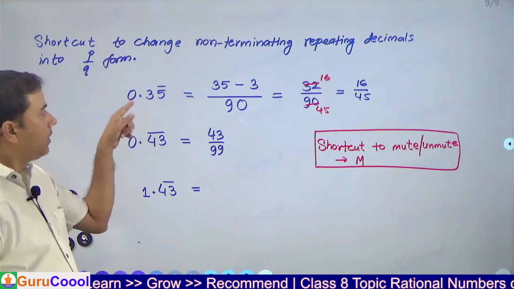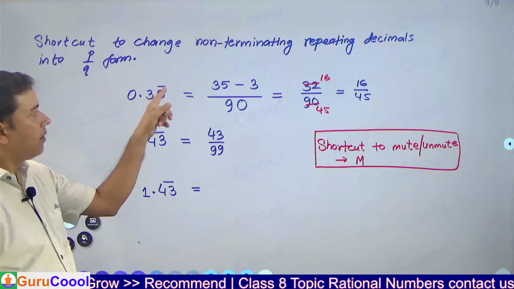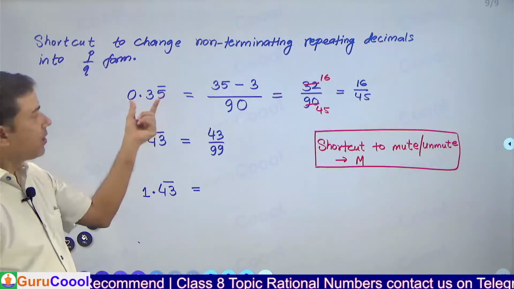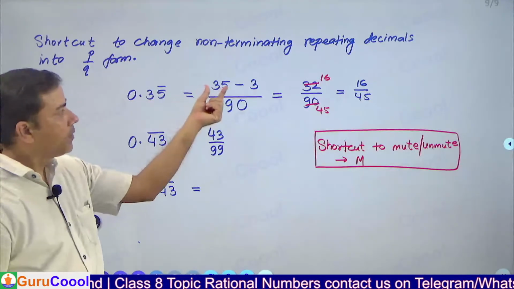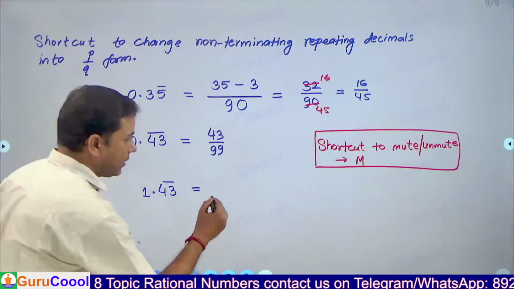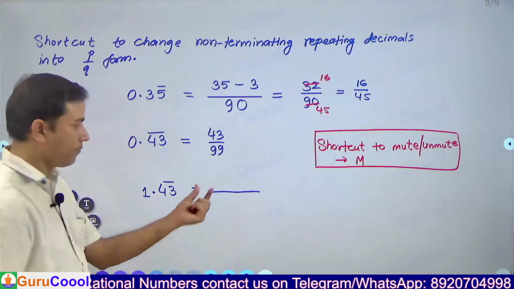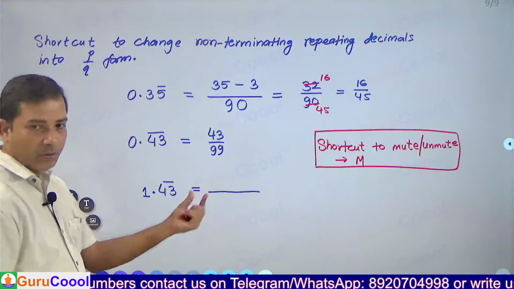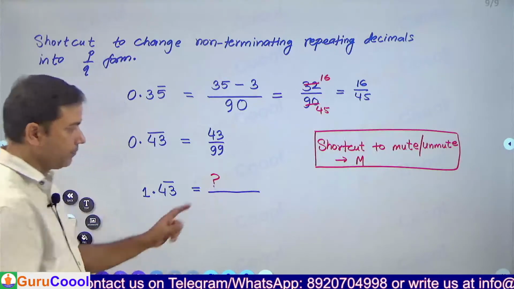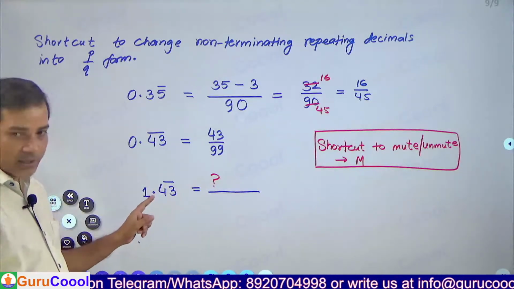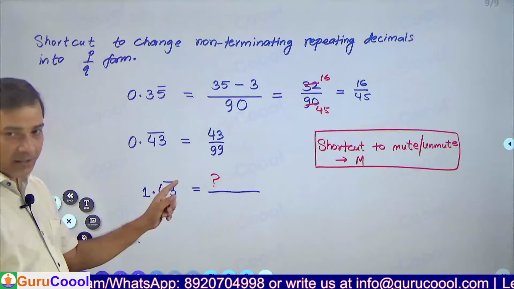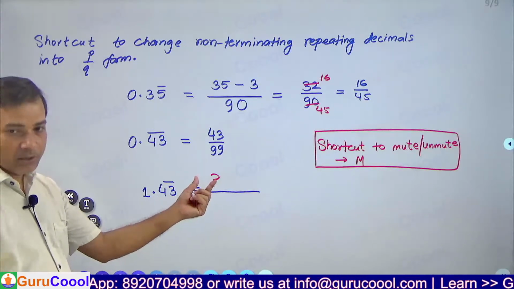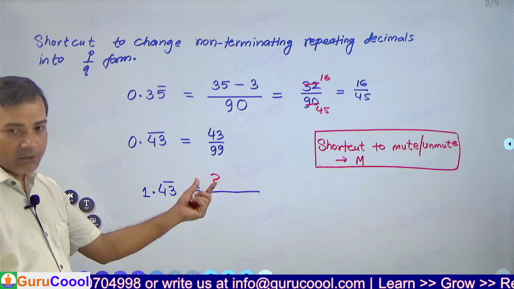I said to remove the decimal, remove the bar sign, and write everything else here. So what should I write for that? What should I write here? Remove decimal, remove bar sign. Your voice is not coming. Check if muted.